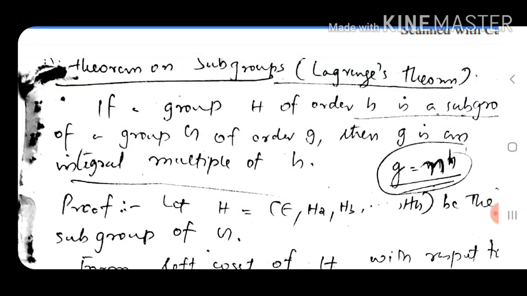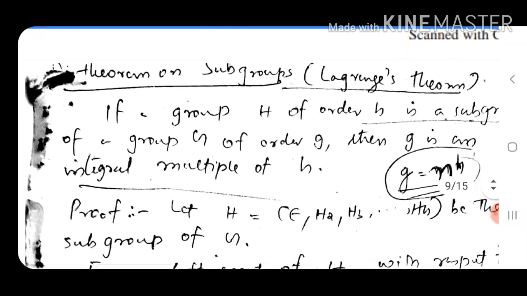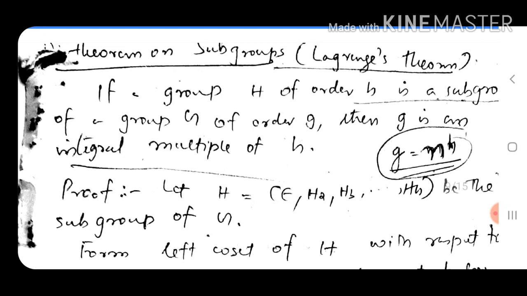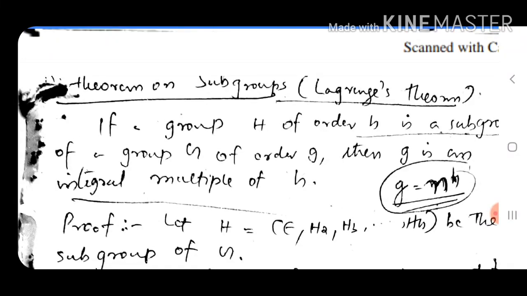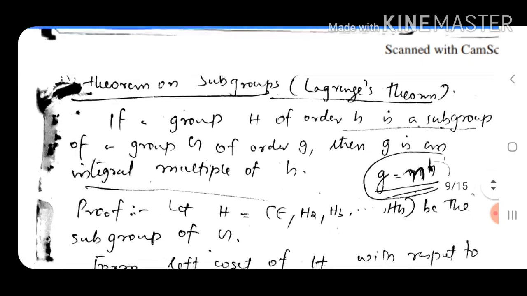Okay, now we see an important theorem on subgroups. This is called Lagrange's theorem. It says if a group H, capital H of order small h, where order is the number of elements in the group, is a subgroup of a big group G of order small g, then small g, the order of the big group, is an integral multiple of small h.